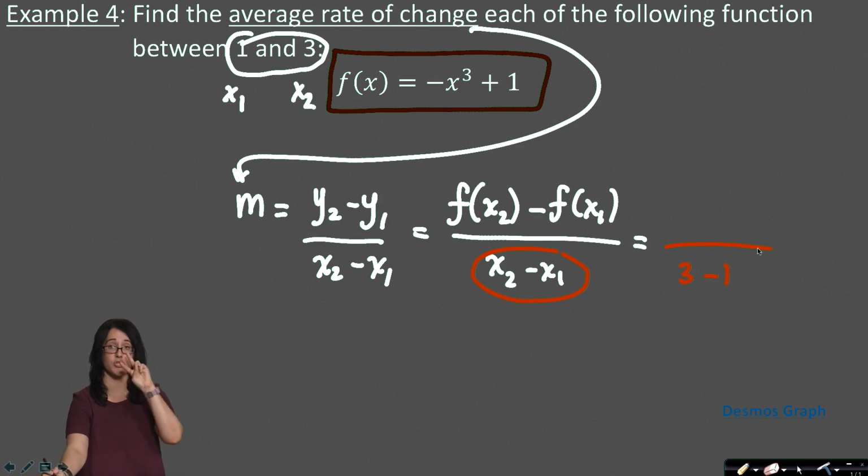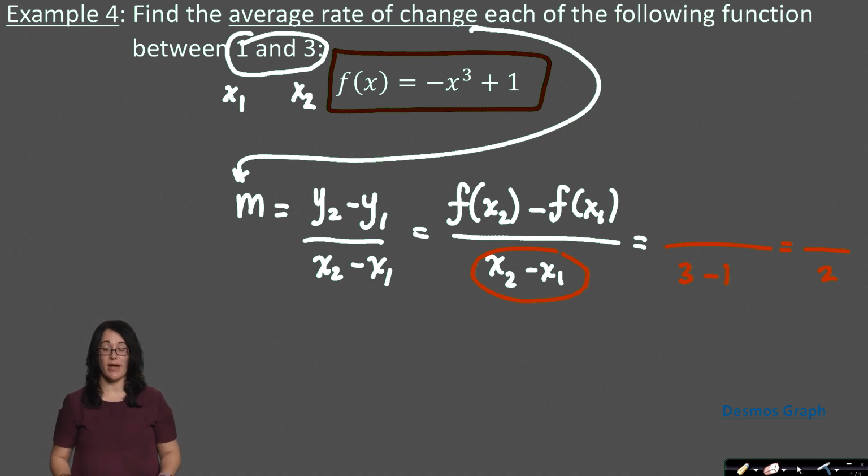Now, if you chose to switch the order, just make sure you're consistent. If you call the x values 1 and 2, then make sure your y values are lined up the same way. Your signs will be opposite, but in the end it works out the same because it's a fraction. So we have 3 minus 1. In other words, 2 is our denominator. Okay? So we're going to have a certain elevation change every 2 units that go by.